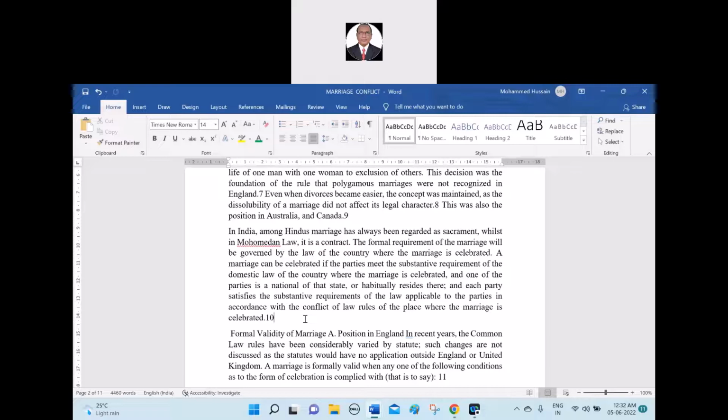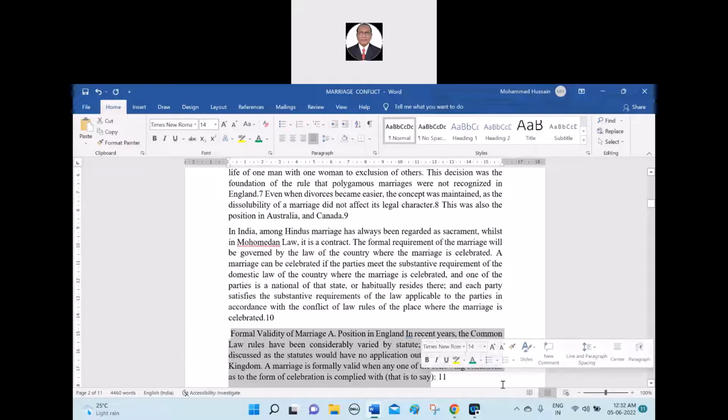So, read this paragraph because at any time it will stop. Of course, still 5 minutes are there. Read this paragraph.